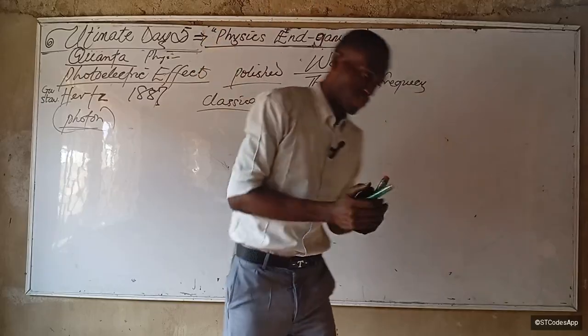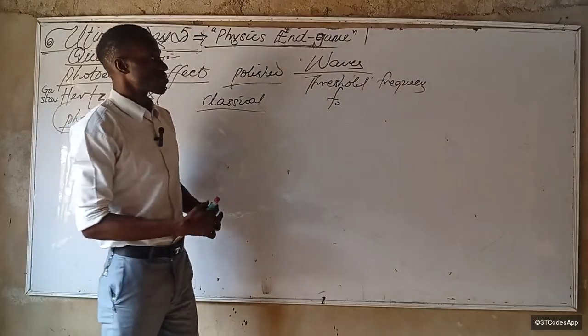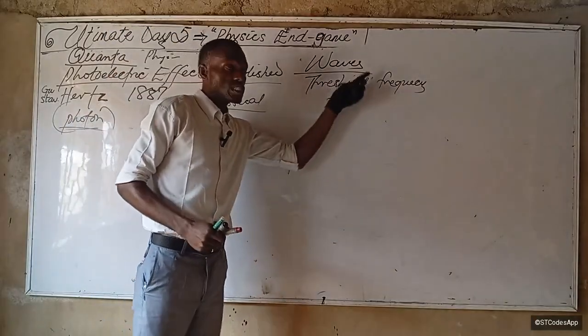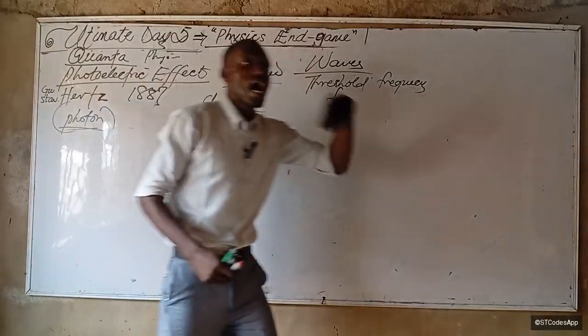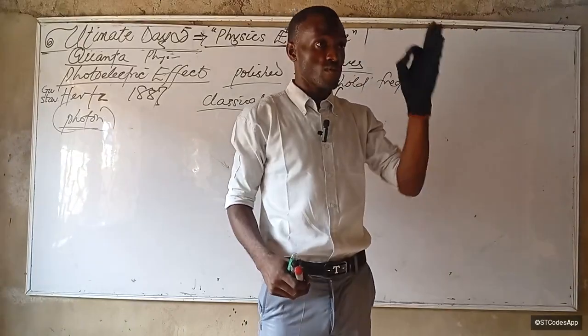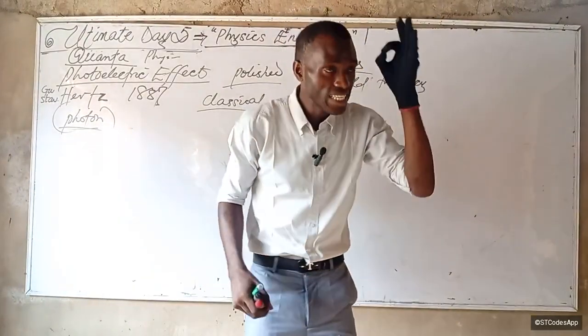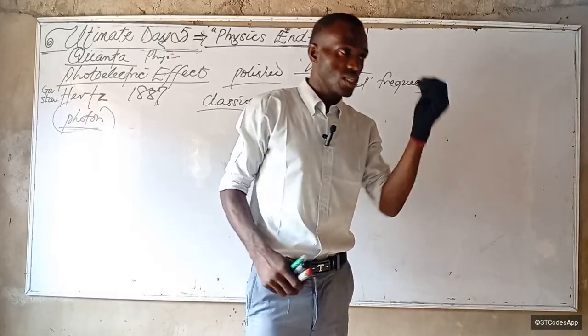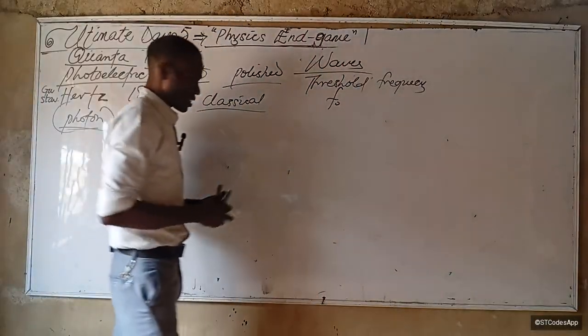Yes, sir. Okay. So now, this amount of frequency, which is the threshold frequency, was the exact frequency that an electron of a particular metal needed to escape the surface of the metal plate. Are you with me?